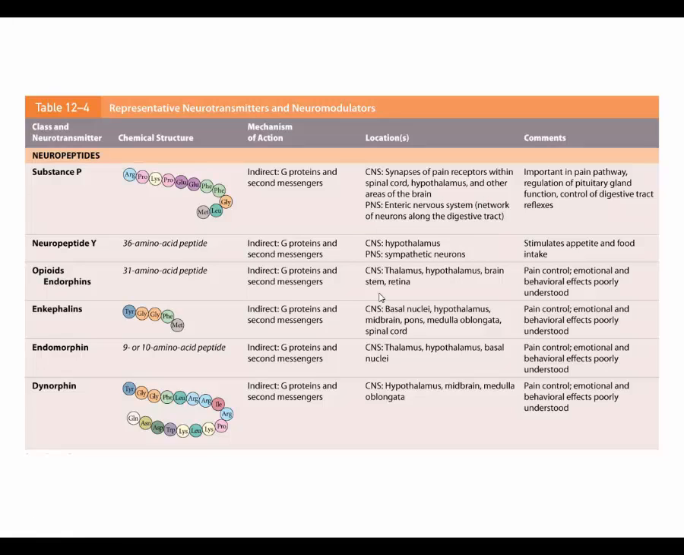These are some neuropeptides. Substance P is a pain substance. This is the neurotransmitter when you do feel pain. This is how you feel pain. This neurotransmitter is released, the signal is sent to the brain, and you sense pain.